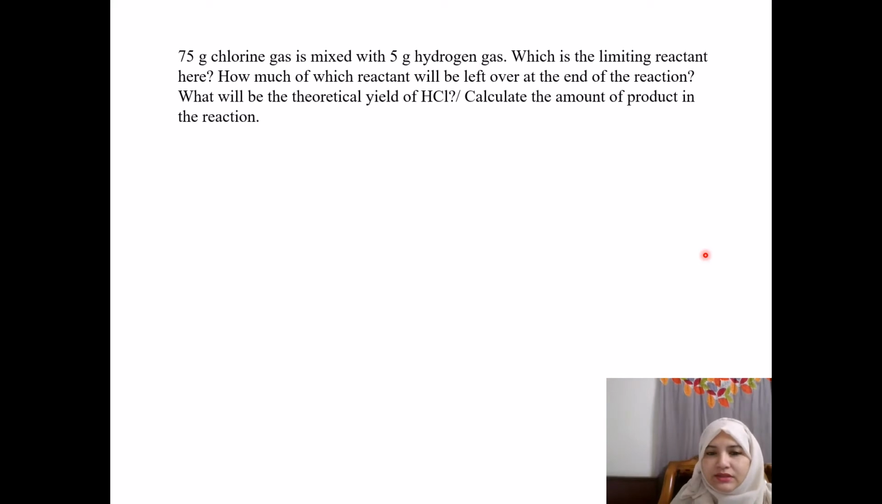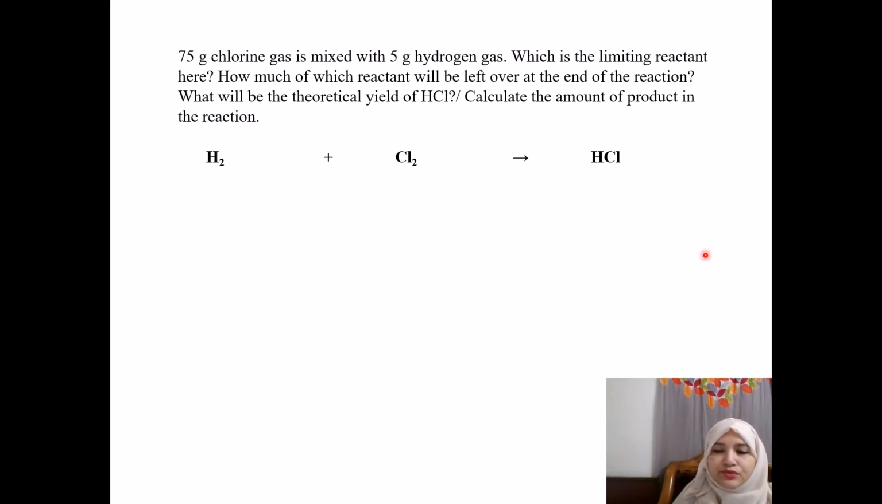Or calculate the amount of product from the reactant. The amount of product is the theoretical yield. Then, to solve any stoichiometric problem, at first we have to write the chemical equation. The chemical equation is hydrogen plus chlorine, and the product is HCl.